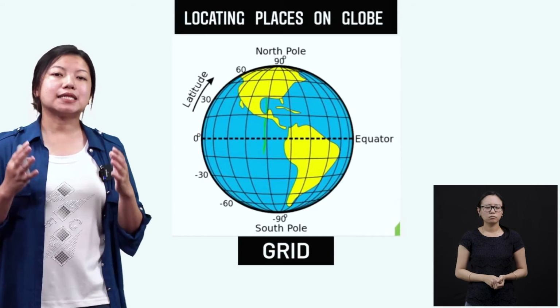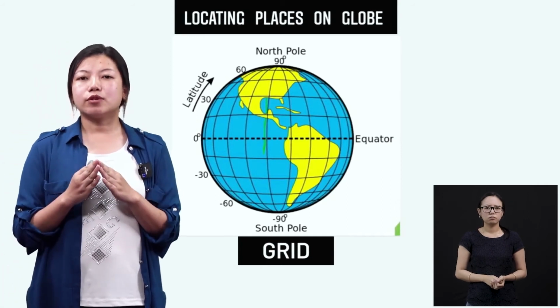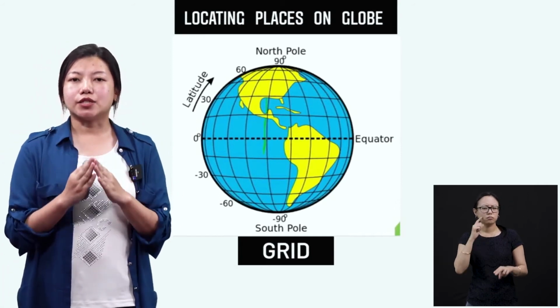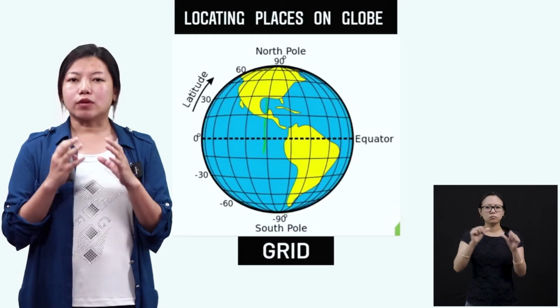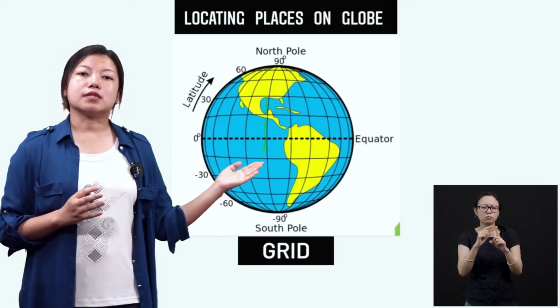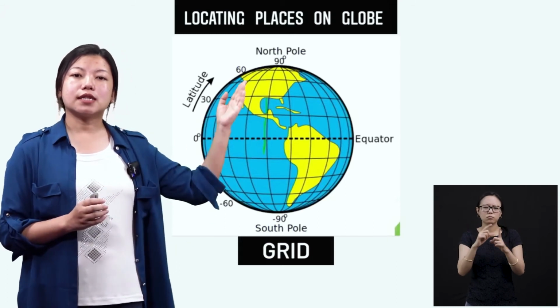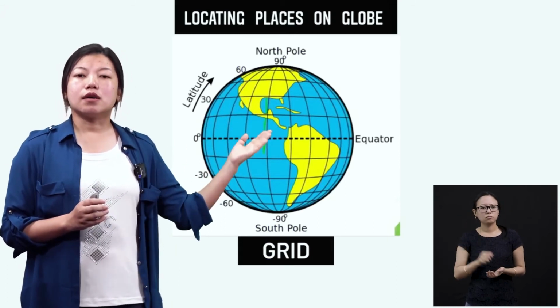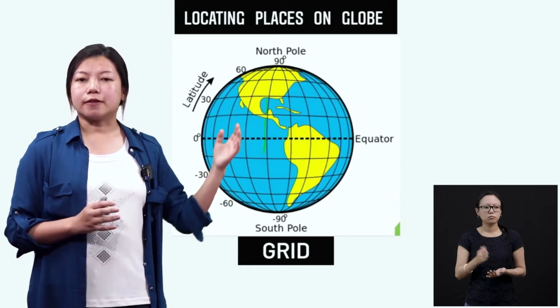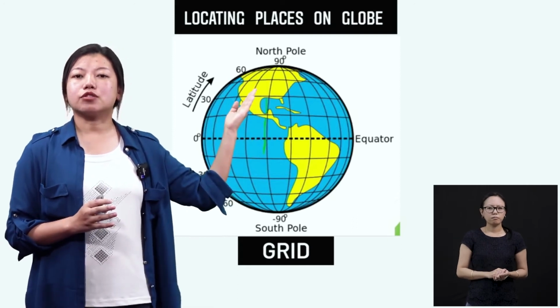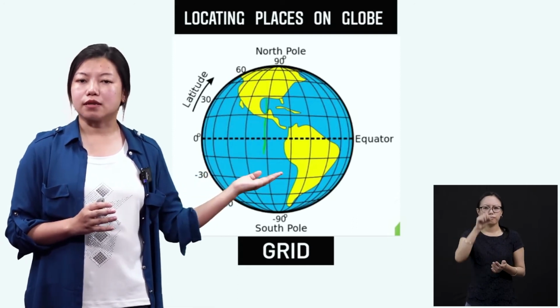So locating places on a globe. I told you that if you understand latitude and longitude, then you can locate places, right? So these boxes here, those are grid, okay? Now can you see that some of this yellow color is a continent, all right? Now you can see that some of the countries fall on some of this grid, right?